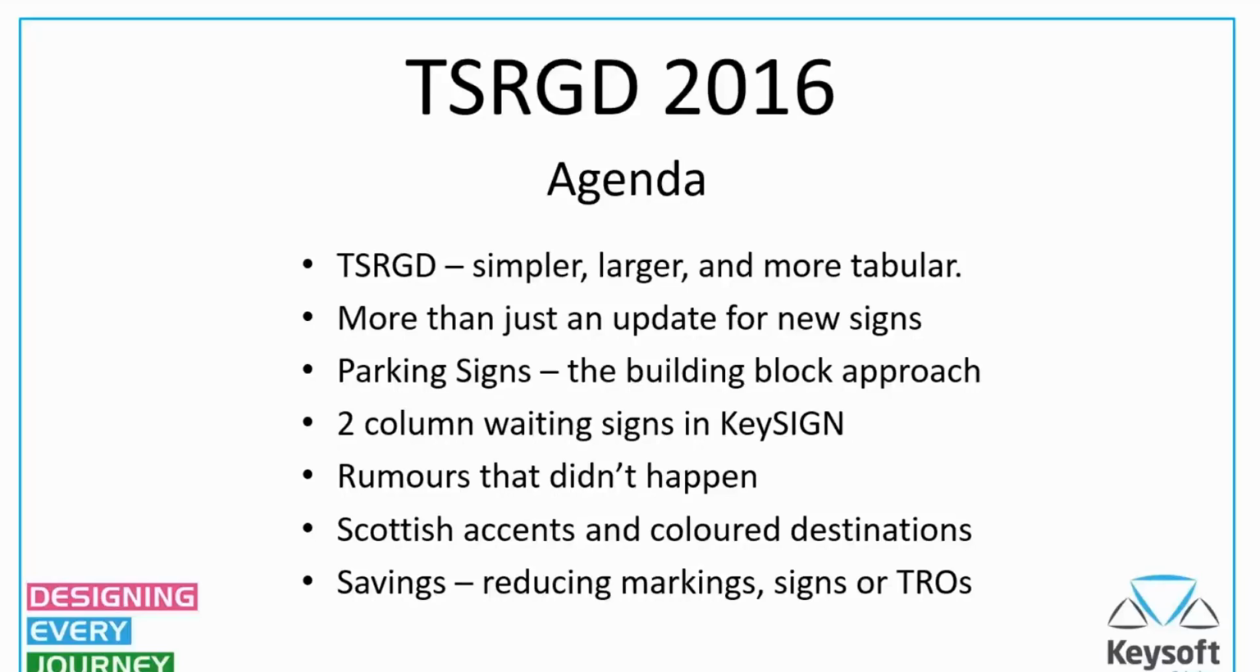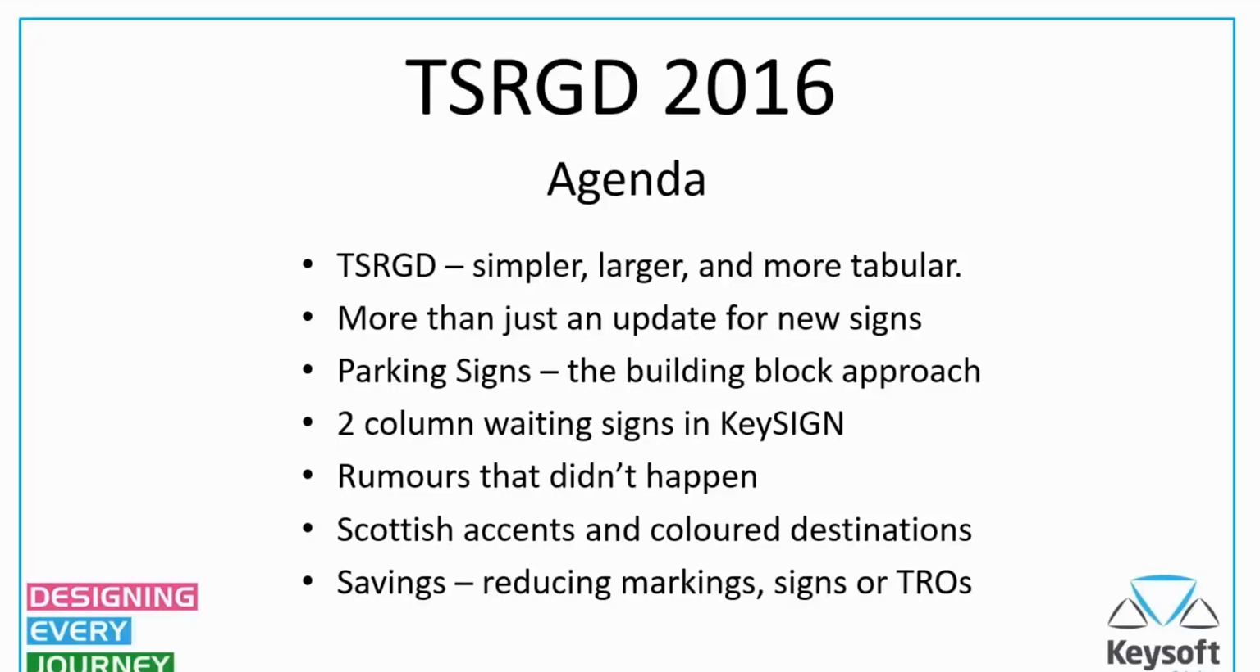And I wanted to open that up to follow on from the parking signs with this new 2-column waiting restriction sign that you can produce now to the TSRGD, and show you how that works in KeySign. I'll go through one or two other things in KeySign, such as Scottish accents and their coloured destinations. I might mention the fact there were a few things that were being discussed as part of the consultation that didn't happen.